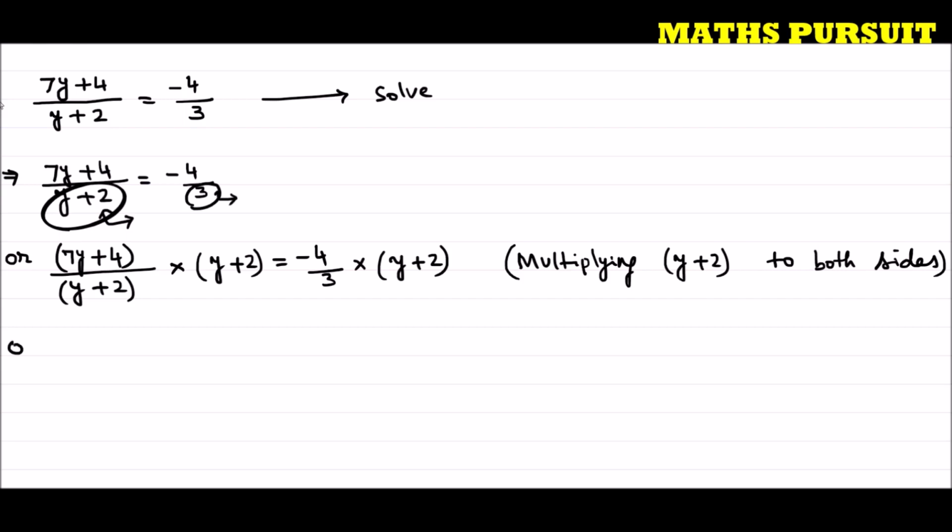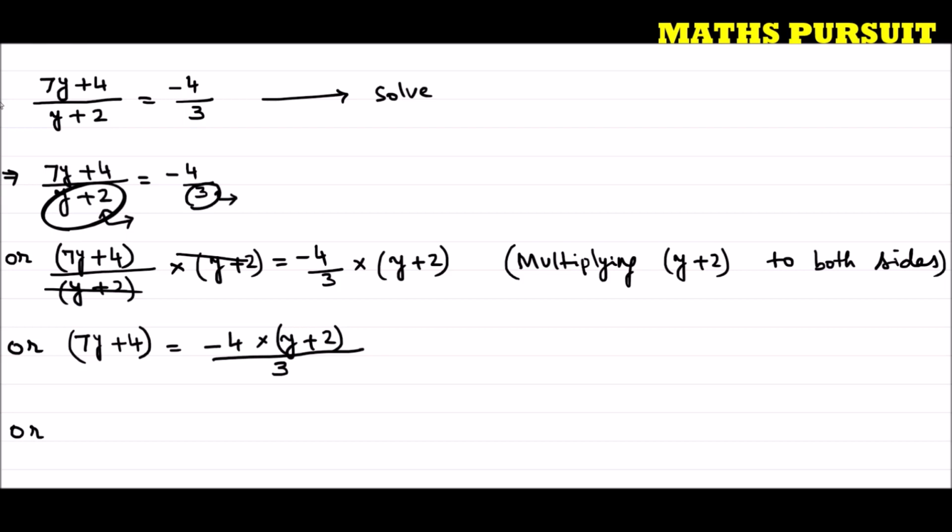Now you could see that our equation will become, this y + 2 cancels out. We are left with 7y + 4 is equal to minus 4 into (y + 2) divided by 3. Hope guys I'm very clear till here. What we did here, we multiplied y + 2 so that we can eliminate the y + 2 in the denominator. Now what we got? We got 7y + 4 is equal to minus 4 into (y + 2) divided by 3.